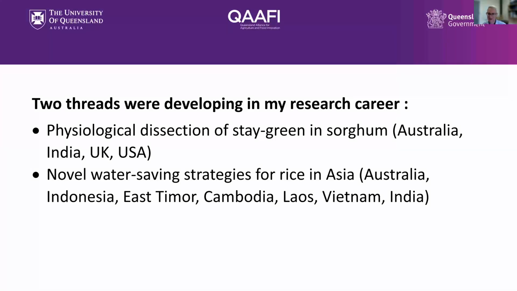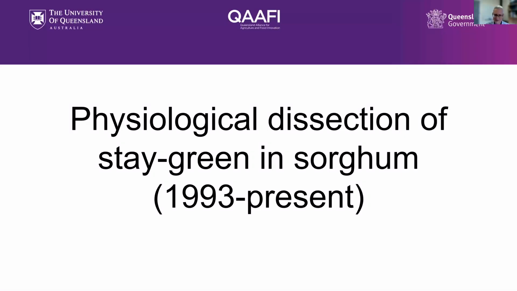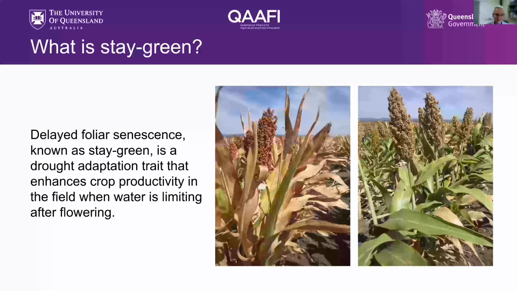So 2 threads were developing in my career at this stage. Physiological selection of stay green in sorghum was the first thread, and the other one was novel water saving strategies in rice. And I want to focus here on the stay green bit to begin with. And I'm going to switch to a theme approach here. We've been going through chronologically. Now I just want to have a look at a couple of themes. So the physiological selection of stay green in sorghum, which went from 1993 through until the present.